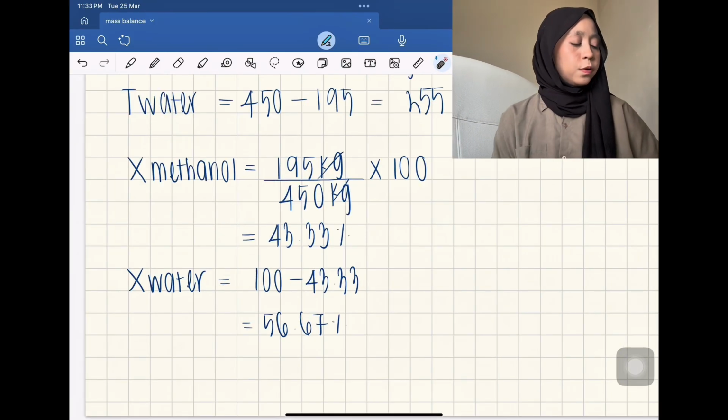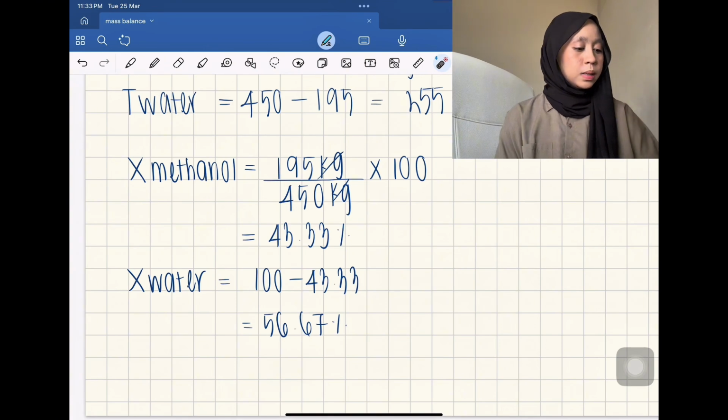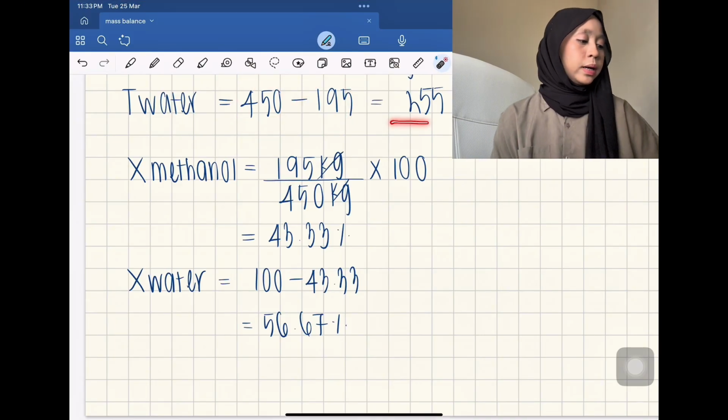Since the total mass is 450 kilograms, and we already know that the total methanol is 195 kilograms, the remaining mass must be the water. So mass of water equals 450 minus 195. That means it equals 255 kilograms.